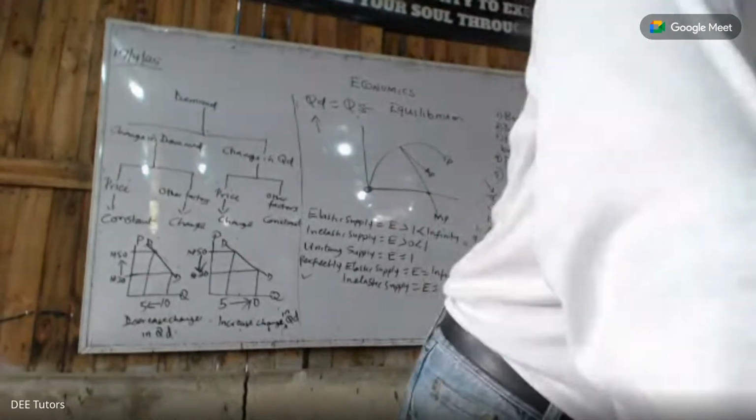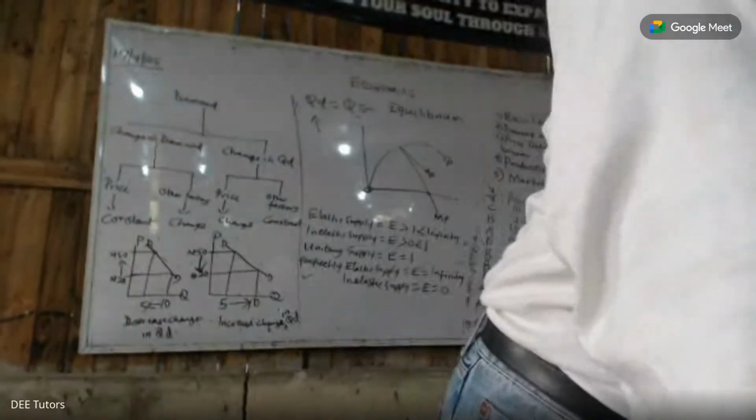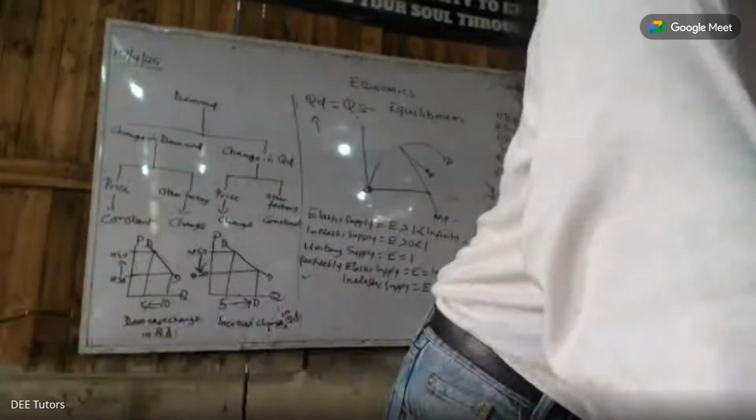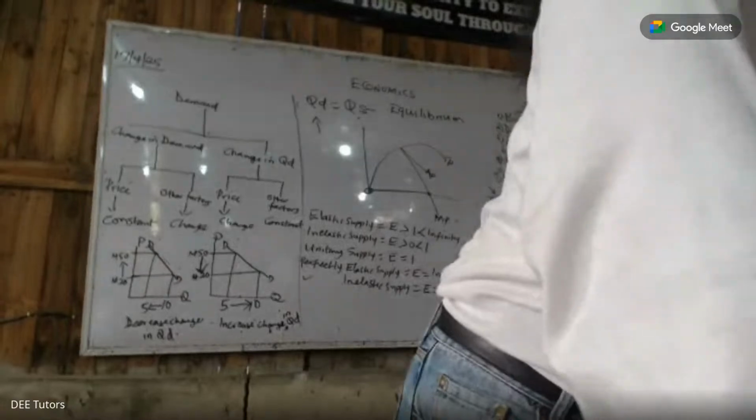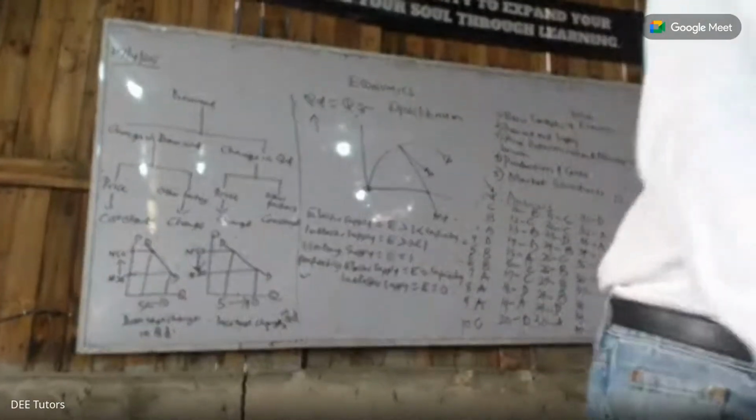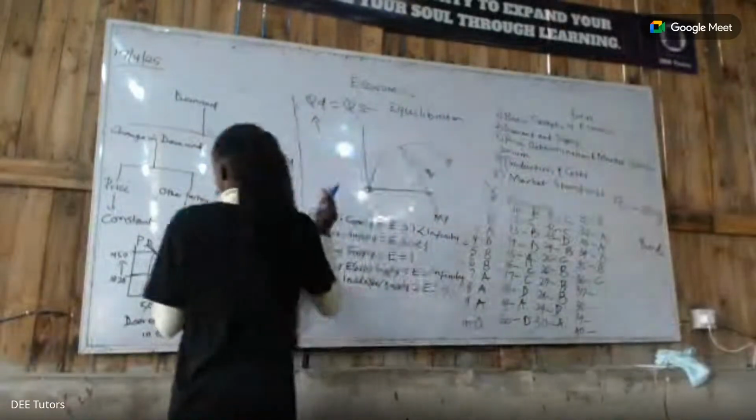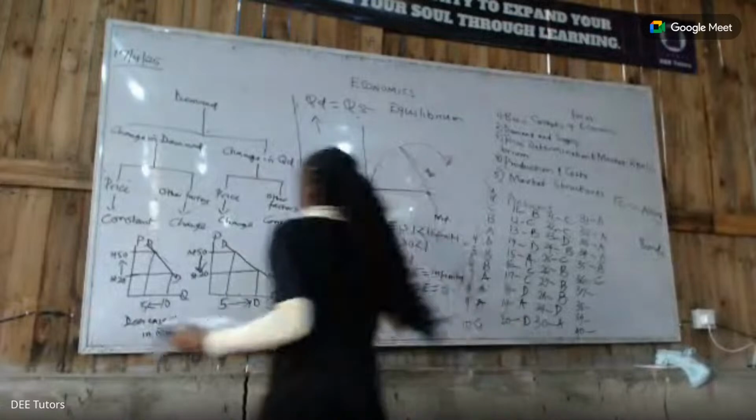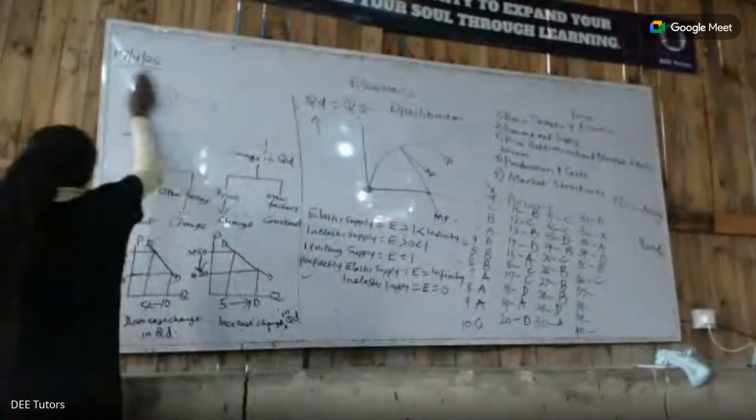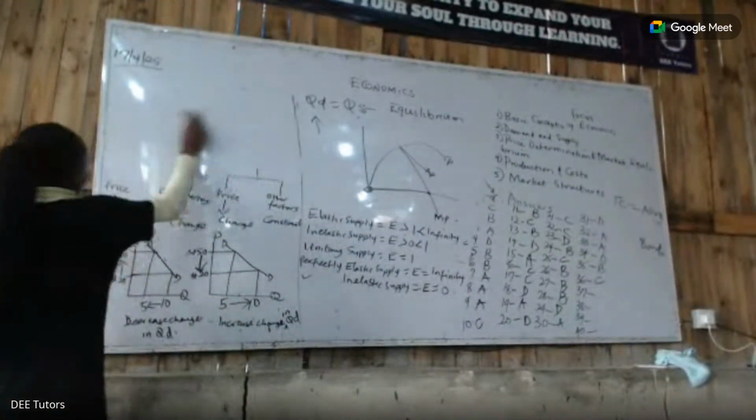37 is B. Equilibrium. Everybody, work it out. QD equals 10 minus 2P. QS equals 5 plus 3P. Please, let's look at the board.